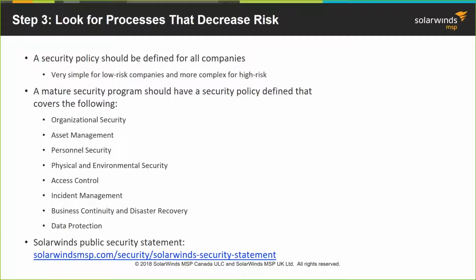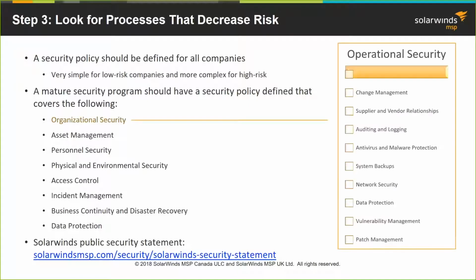So the way that you can break that down is a couple of different ways. So organizational security, right? Do they have change management, supplier and vendor relationships? Do they have some processes managing how they manage the security for the supplier and vendors? Do they audit and log things, and audit and log access, audit and log exceptions? There's a process in place for antivirus malware protection. Do they do backups, right? Do they have system backups? And do they have, again, processes in place for not just backups, but recovery, right?